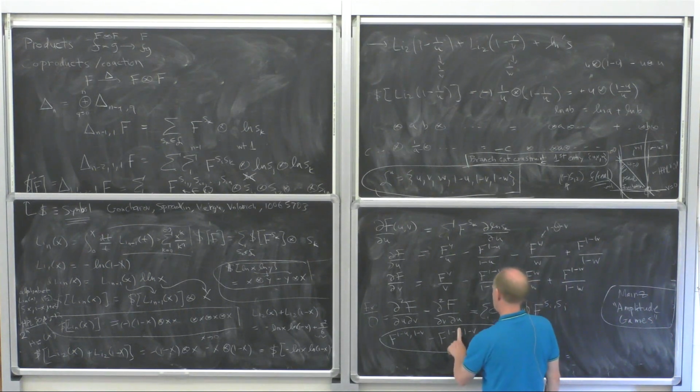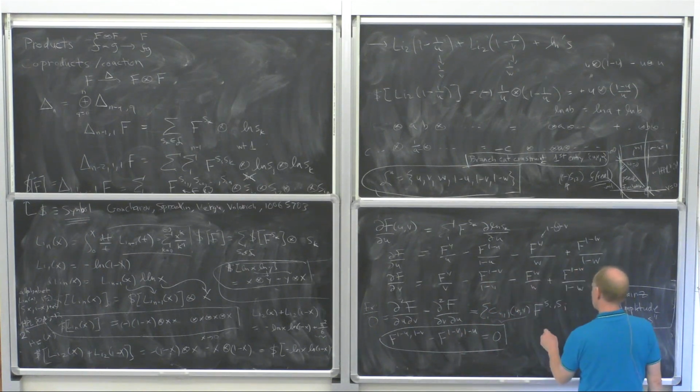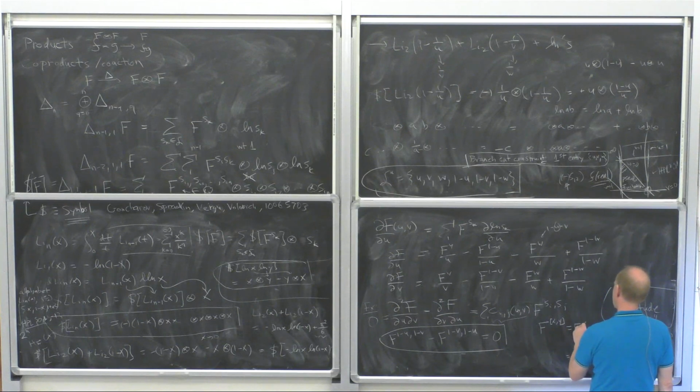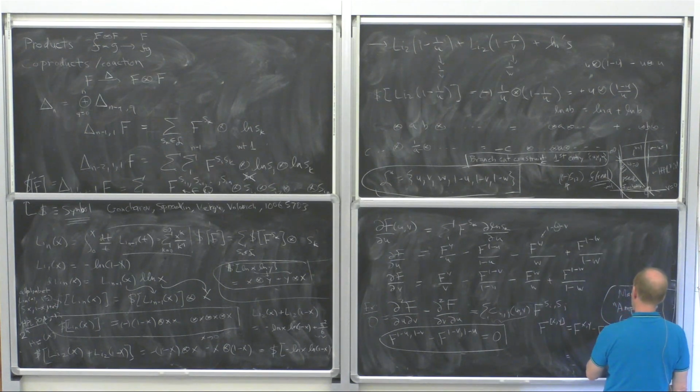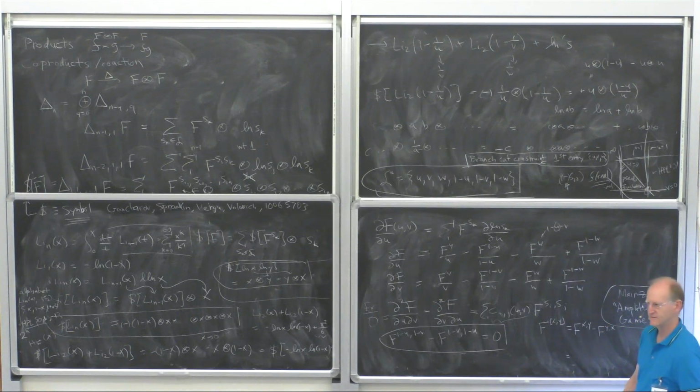Oops, sorry. Thanks. Actually, let me define, so I don't make the same mistake again. I will define f of x, y with a kind of commutator symbol to be this combination.